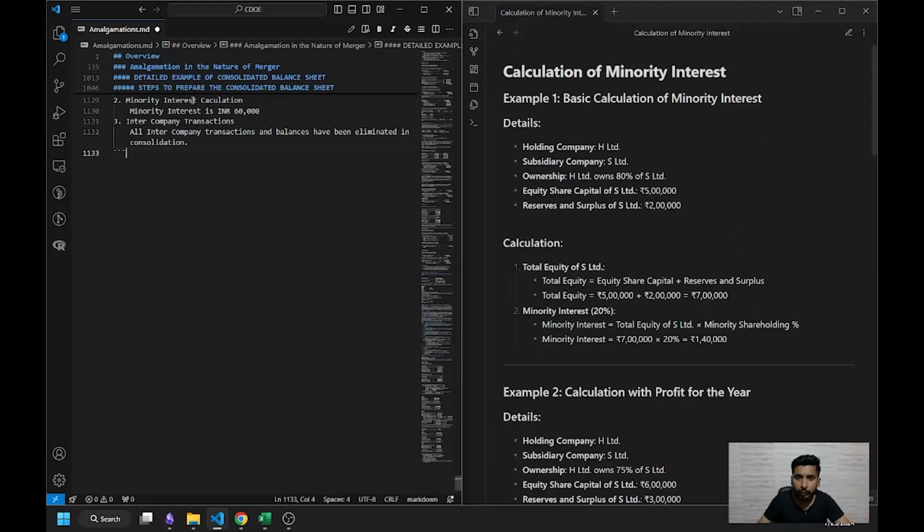And in this video, we will be discussing the calculation of minority interest. We'll be talking about the calculation of the minority interest, and we will do it example wise.